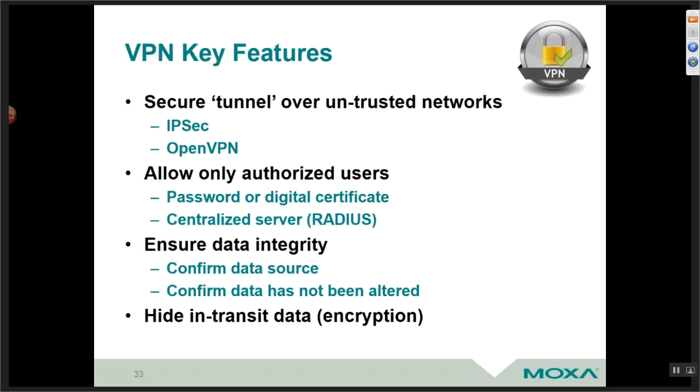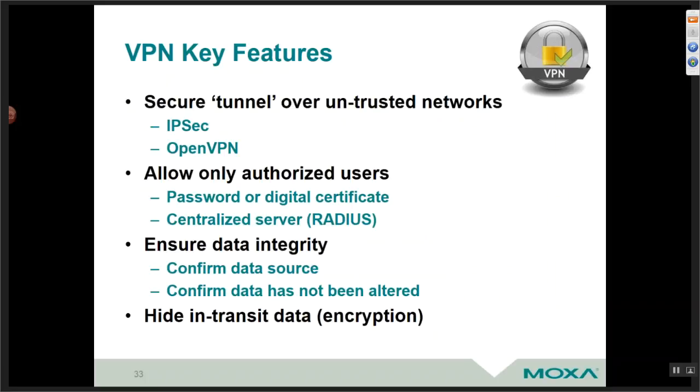VPNs will also ensure your data integrity. Not only do they create a secure connection for you, they also make sure that the data that's sent is the data that's received on the other end, and that it hasn't been altered by somebody tapping into the line in between. So there are checks and balances in place within these VPN tunnels that will make sure your data has not been corrupted or altered in any way.